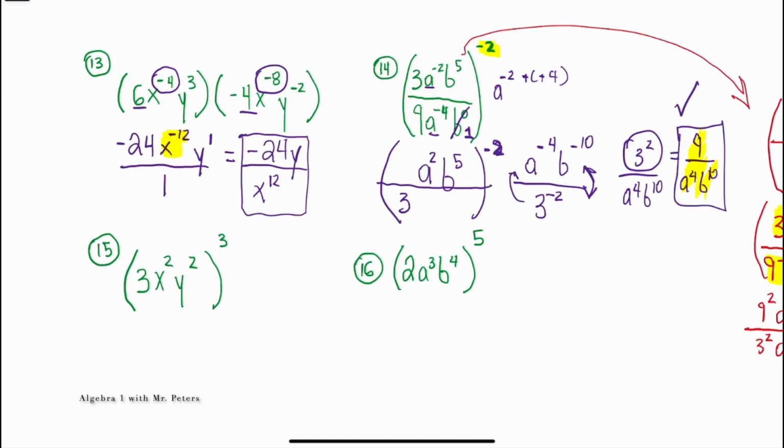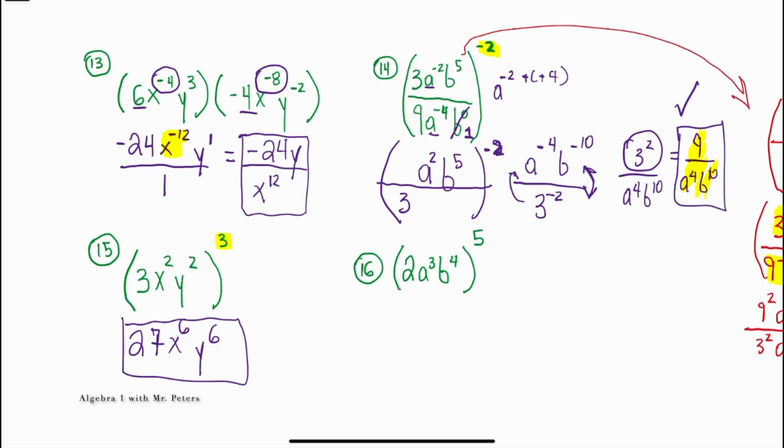In problem number 15 now, this is a little bit more simple because we don't have a fraction. We're just taking everything to the 3rd power. But the biggest mistake students make with this is sometimes they'll do 3 times 3 rather than 3 to the 3rd power. Please try not to make that mistake. So we know this turns into 27, not 9, x to the 6, y to the 6. We multiply the exponents, but the coefficients we're going to raise to that exponent power.